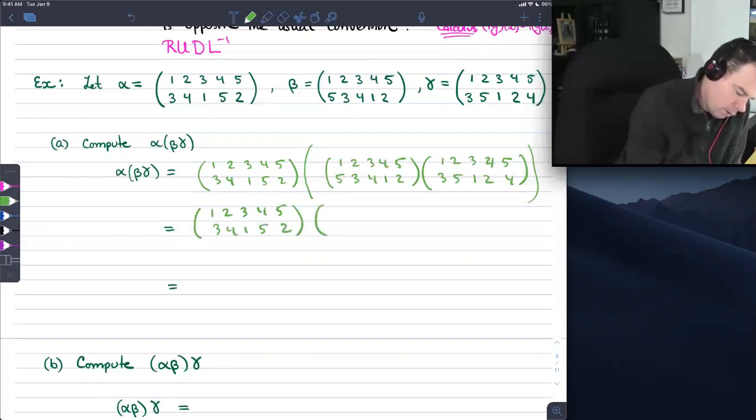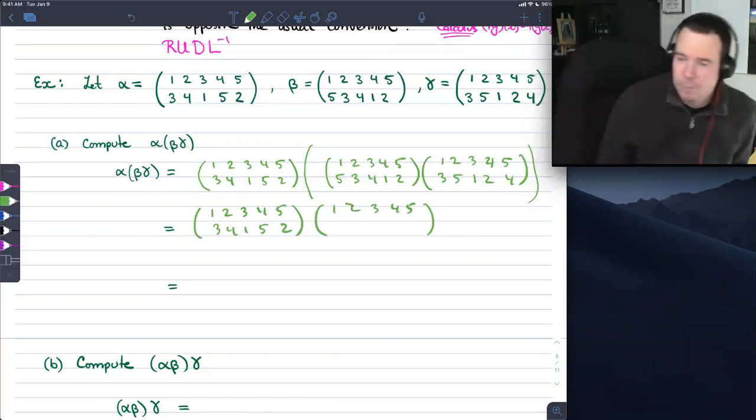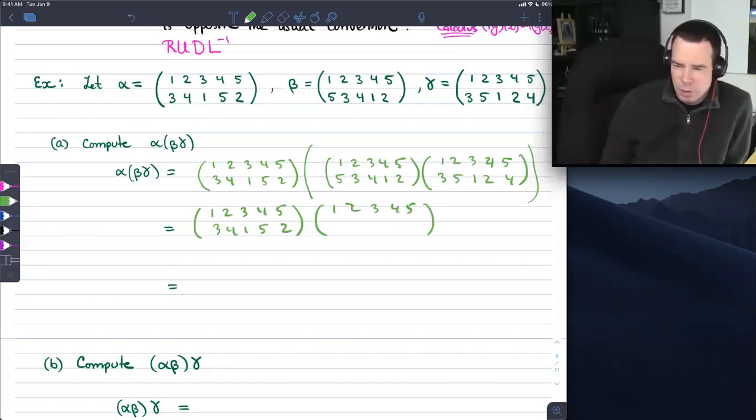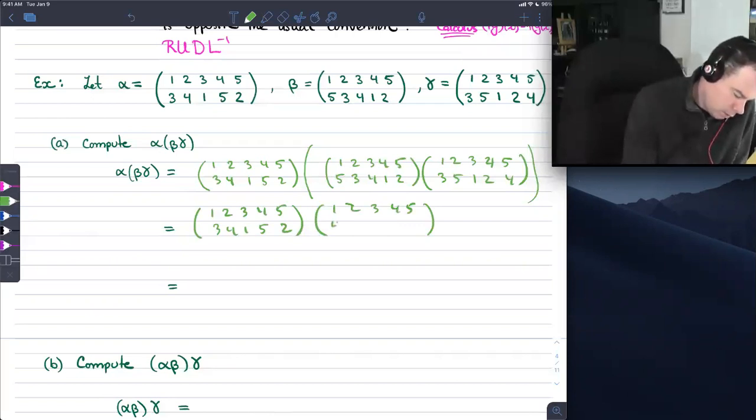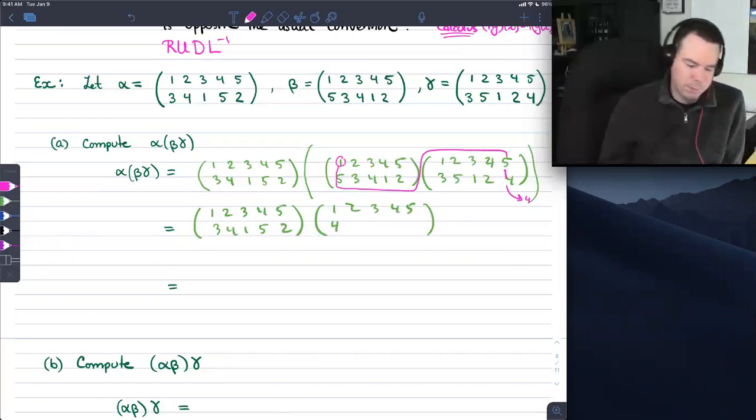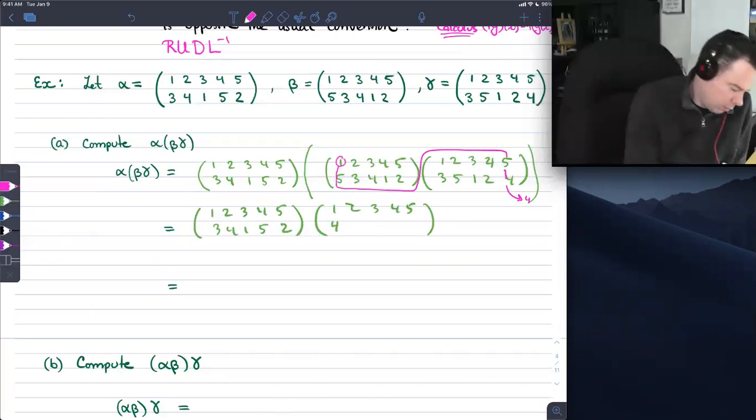So let's do that. So this is going to be 1, 2, 3, 4, 5. And we apply that same mantra that we've had before. When I'm going to do the product, I'm going to start with 1. And I'm going to go 1 goes to 5, and then 5 goes to 4. So I end up with 4. Again, I'll just indicate for one of them. I go 1 goes to 5, and then 5 goes to 4. So 4 comes out. And I just do that for all 5 of those numbers.